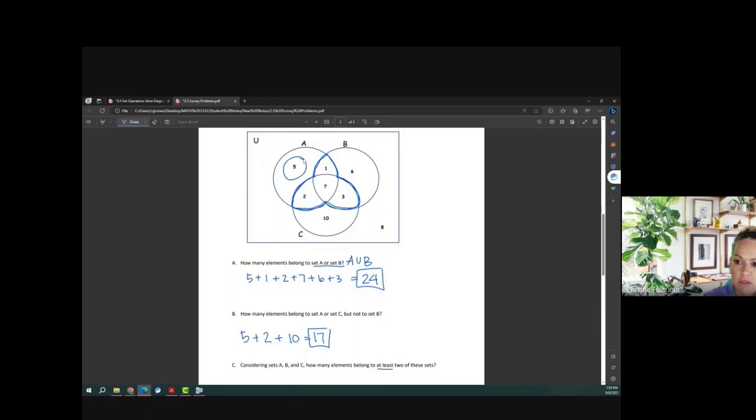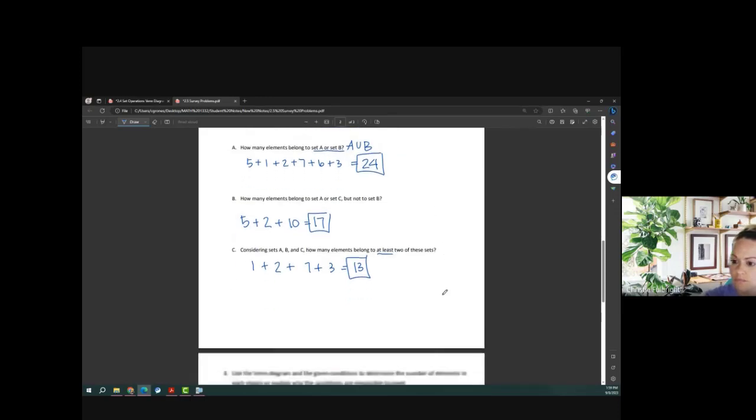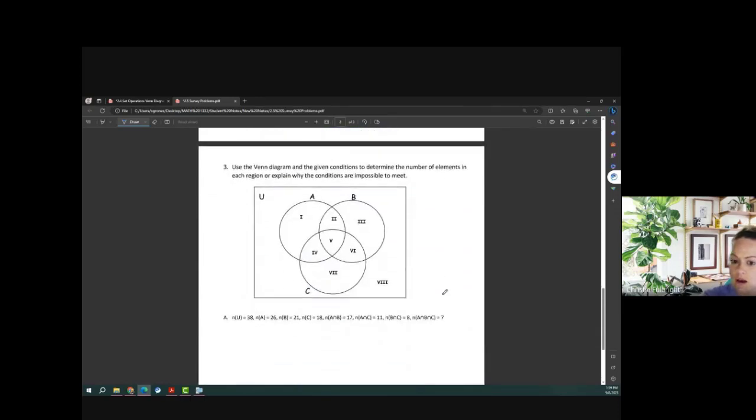Because the elements over here by themselves, they are only in A. So they're only in one set. So we want to look where they intersect. So 1, 2, 7, and 3. 7 plus 3 gives us 13 elements. All right, last exercise.